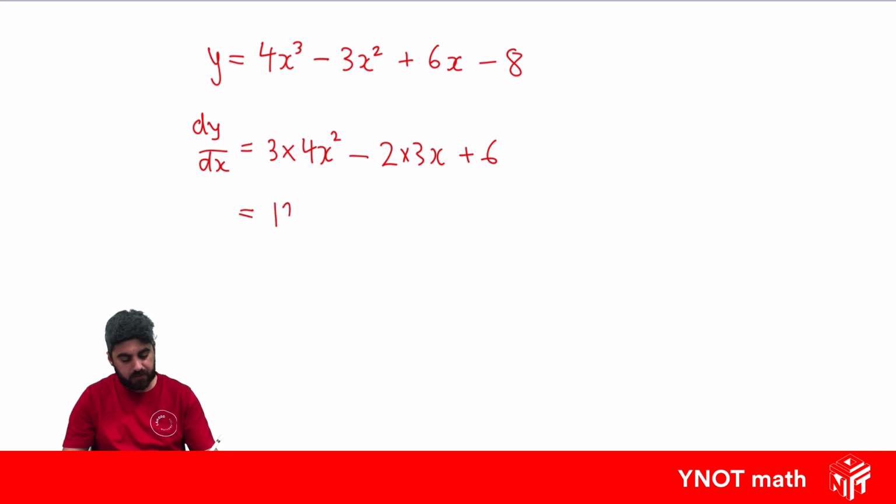We can tidy this up. 3 times 4 is 12. So we get 12x squared minus 2 times 3 is 6. So we get 6x plus 6.